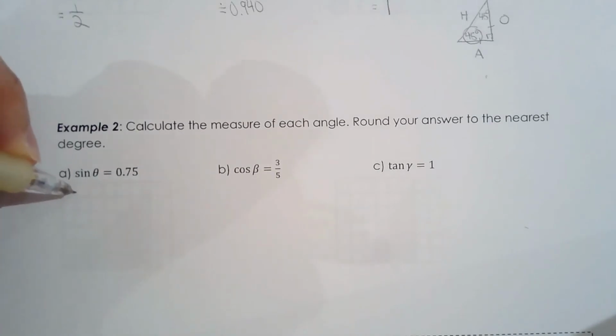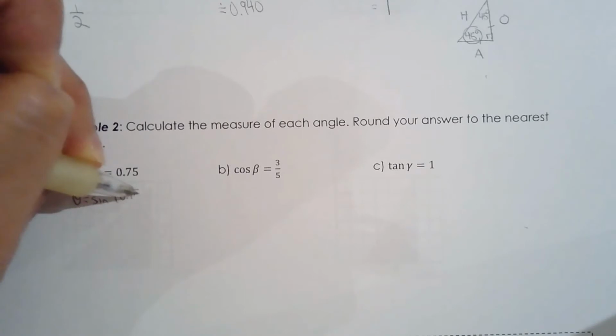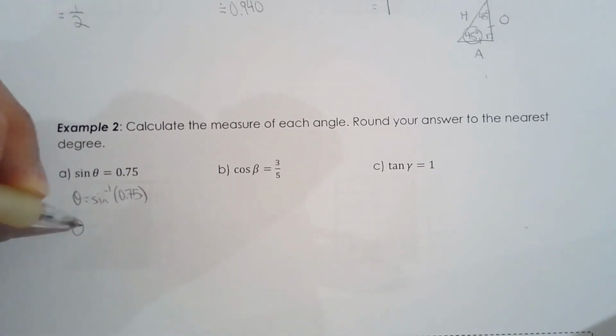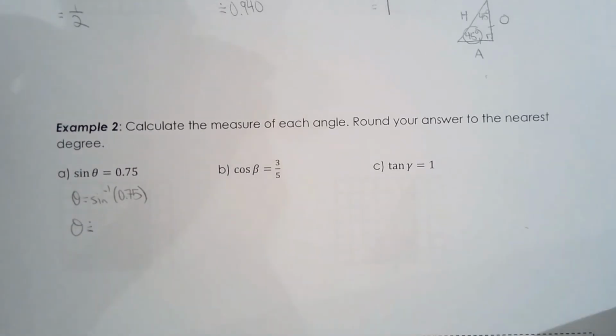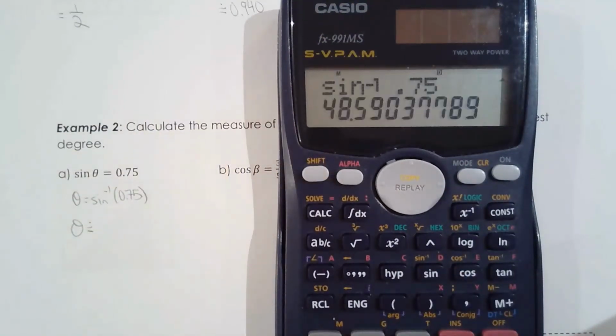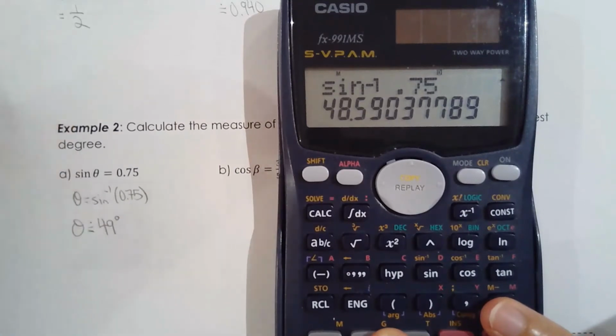So what you have to do is take inverse sine of 0.75. So if the ratio of the opposite to hypotenuse is 3/4, what's that acute angle? They say round it to the nearest degree. So let's try it first. Inverse sine of 0.75. Bam. 49 degrees about. Okay.